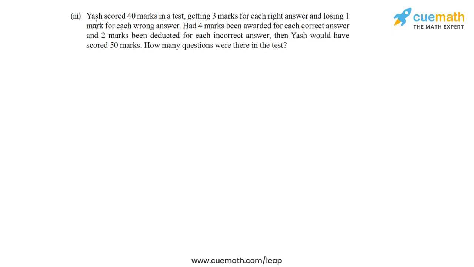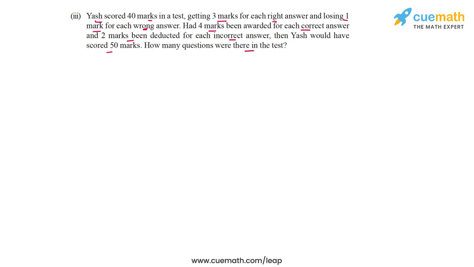In part 3, the question says Yash scored 40 marks in a test, getting 3 marks for each right answer and losing 1 mark for each wrong answer. Had 4 marks been awarded for each correct answer and 2 marks been deducted for each incorrect answer, then Yash would have scored 50 marks. How many questions were there in the test?